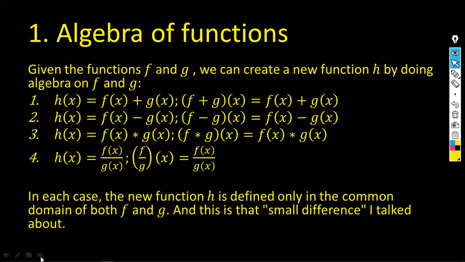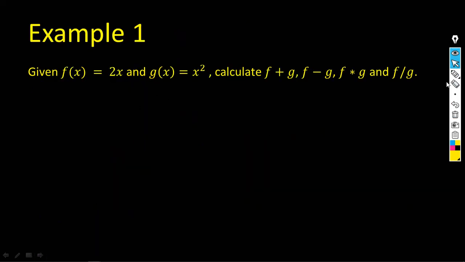You will see that it's actually very simple. So example number one. We are given the functions f of x equals 2x and g of x equals x squared. And we are asked to calculate f plus g, f minus g, f times g, and f over g. So let's first calculate this new function, the function that will be the addition of f plus g.